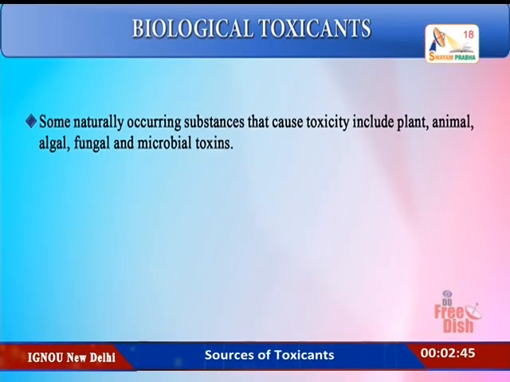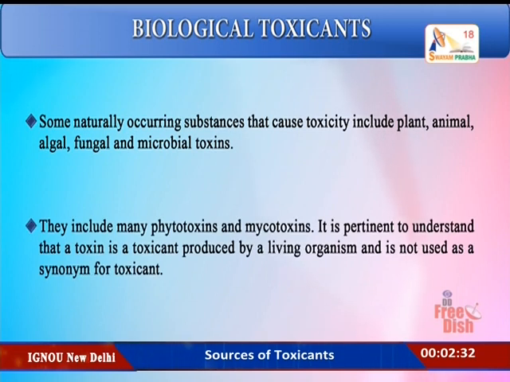Finally, we have biological toxicants. These are naturally occurring substances which can cause toxicity, and they come from plants, animals, algae, fungi, and also microbial toxins. So they can be classified as phytotoxins and mycotoxins. It is pertinent to understand that a toxin is a toxicant which is produced by a living organism, and it is not used as a synonym for toxicant. So that terminology is important.